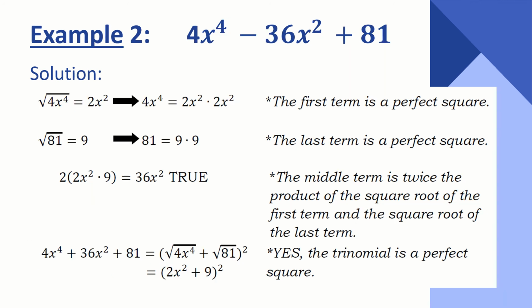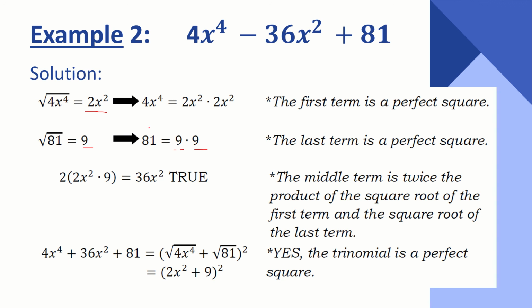Okay, so we have now our second example. We have 4x to the power of 4 minus 36x squared plus 81. Is this a perfect square trinomial? Let's check. We take the square root of the last term and the first term. The square root of our first term, 4x to the power of 4, is 2x squared, because 2x squared times 2x squared will result to 4x to the power of 4. The square root of 81 is 9, because 9 times 9 is 81. Therefore, our first term and last term are perfect squares.